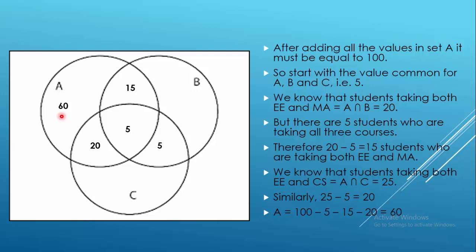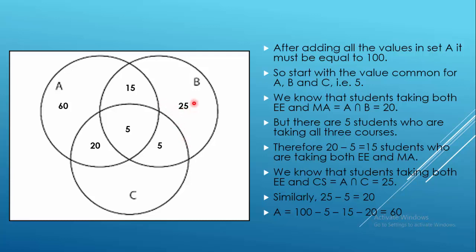Similarly, here we have got 5 students. How did we get these 5 students? Because we know that in this area we have got 10 students altogether. So 10 minus 5, we have got the remaining 5 students which are in this area only. I think it is very clear.